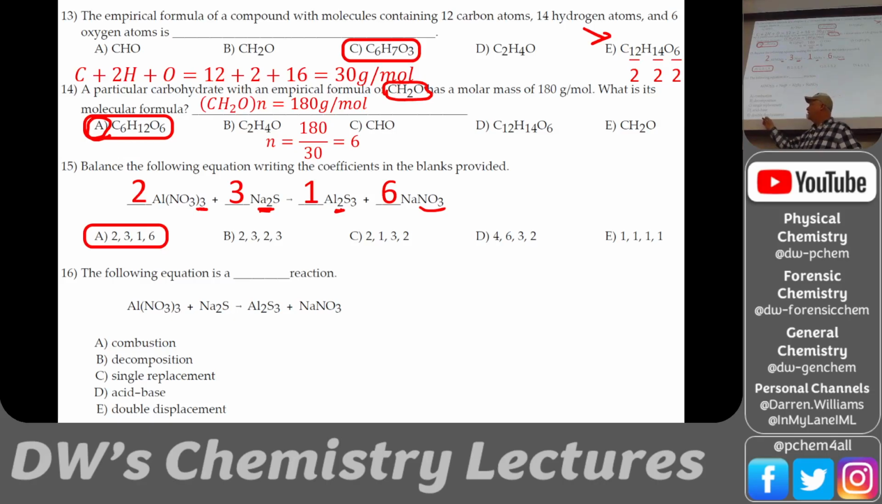And then double displacement. This is where I call it the dance partners, they swap. So here we've got aluminum with nitrate, and now we have aluminum with sulfur. Here we have sodium with sulfur, and now we have sodium with nitrate. So they just change partners. The anions change partners, and the cations. So that's double displacement. And that's what we have in this reaction.